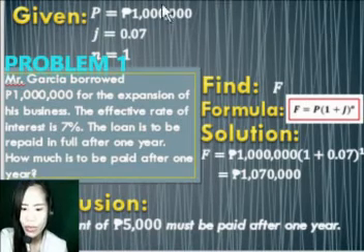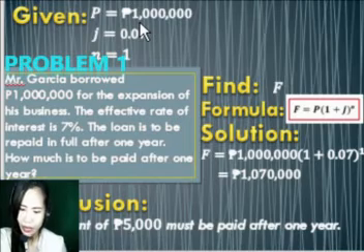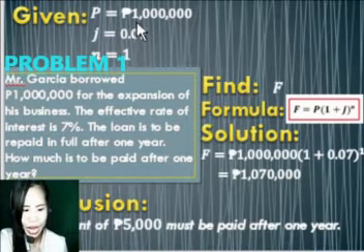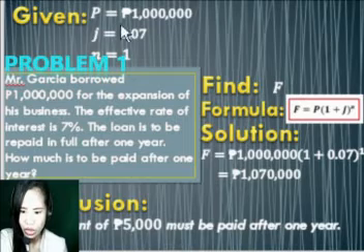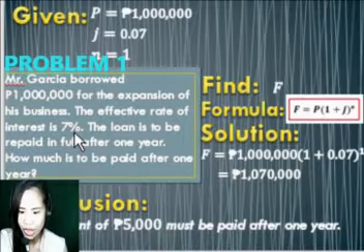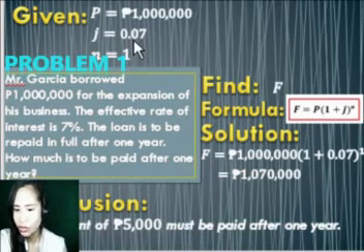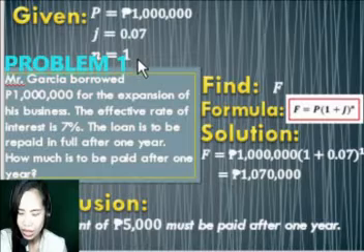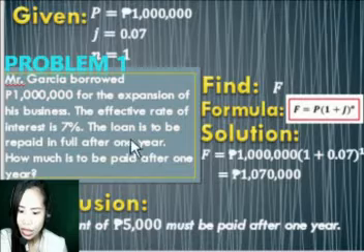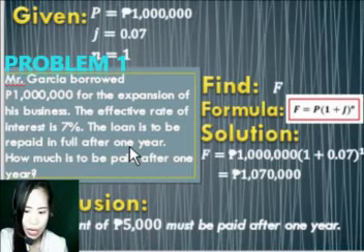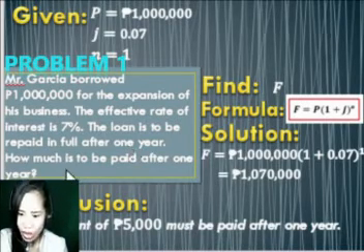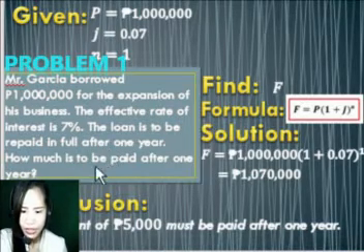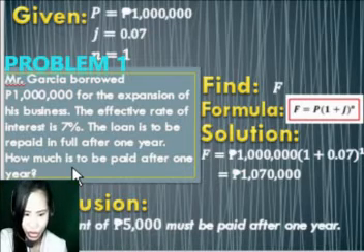So, in the problem, we are given the following. The amount of money borrowed by Mr. Garcia is 1 million pesos. And the interest rate per conversion period is 7%, that is 0.07. And we have N equal to 1, because you will pay for the loan after 1 year. So it's only 1 year for you to pay the loan.